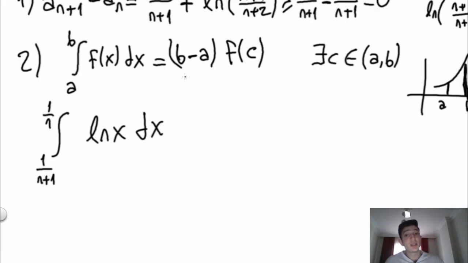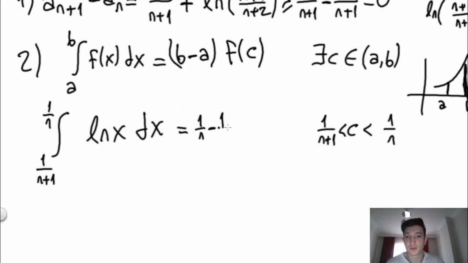And so by this theorem, we can say that there exists a c between these bounds, which is between 1 over n plus 1 and 1 over n, such that this integral is equal to b minus a, which is again 1 over n minus 1 over n plus 1, times the function at c, so ln c. Also here, instead of just using c, because the n could change, let's choose this c depending on n. This is just a detail, okay? We didn't have to do this.